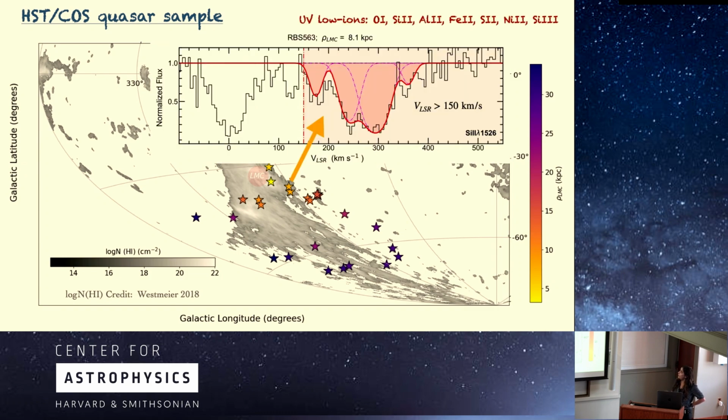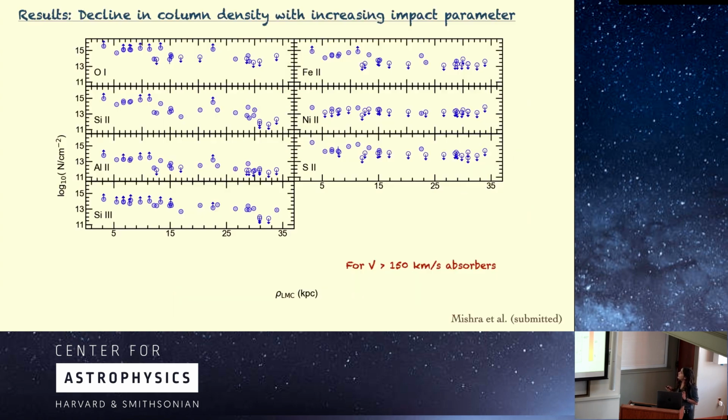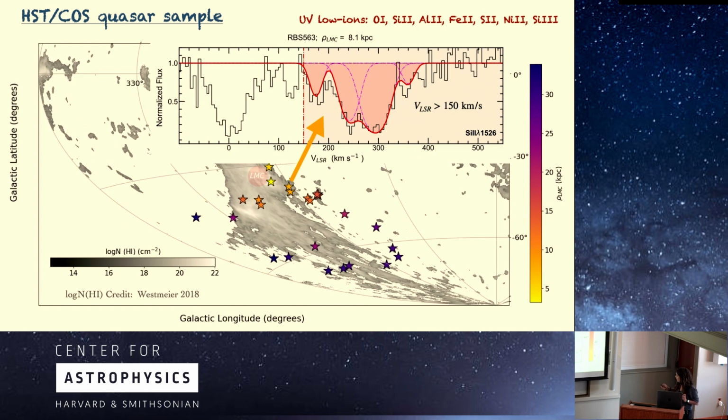Then we identified the absorption associated with the LMC. We look for 15 transitions of 7 species of the low-ion, roughly 10 to the power 4 Kelvin gas, which are marked here. We only look for absorption beyond 150 kilometers per second in VLSR space to avoid contamination from the Milky Way. And then we simultaneously fit these absorption profiles.